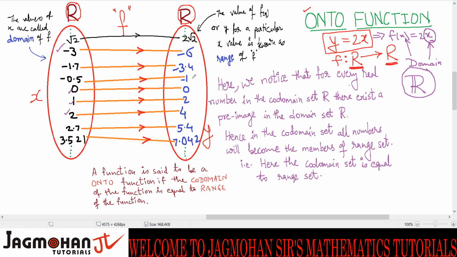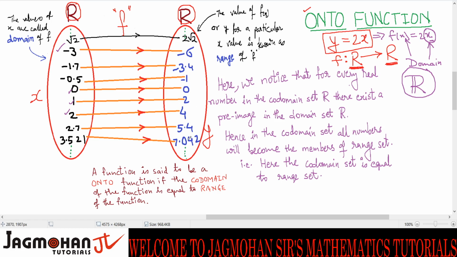Now I ask you a question. Look at the codomain set. What is the codomain set? In the last video, I taught you the codomain is a set from which the elements of the range set are coming. If the range of this function is the set of real numbers, then where are these real numbers coming from? The real numbers are coming from the set of real numbers. Hence, the codomain of this function is also real numbers.